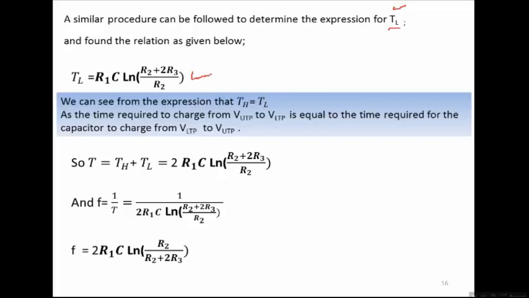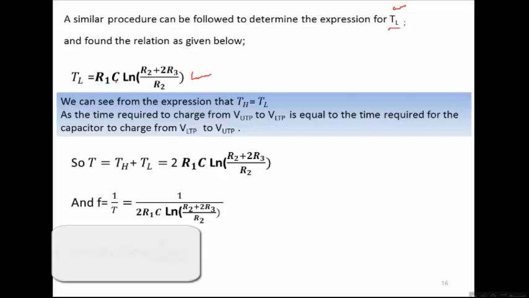So you will get the expression for T low similar to T high, which is T low equal to R1 into C log of (R2 plus 2R3) divided by R2. We can see from the expressions for T high and T low that T high is equal to T low, as the time required to charge the capacitor from UTP to LTP is equal to the time required for the capacitor to charge from LTP to UTP. So in both cases the capacitor is charging through this resistance R1. So in either case the time required to jump from one level to the other level would remain the same.